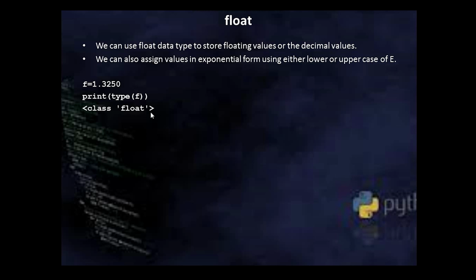And suppose I write 1.2e3. So this is the same as 1.2 into 10 to the power 3, which comes out to be 1200. Now I'm printing both things, print f1 comma type of f1. So what is the value of f1? 1200.0, and the type of f1 is class float.